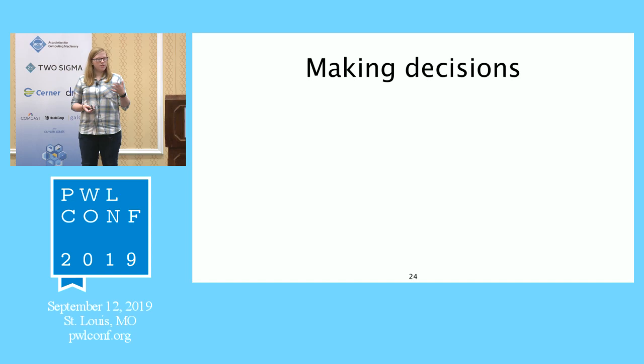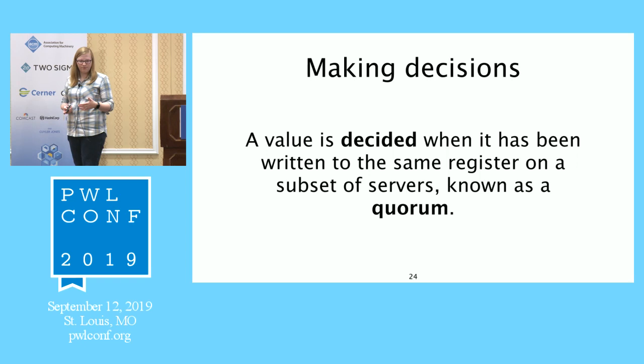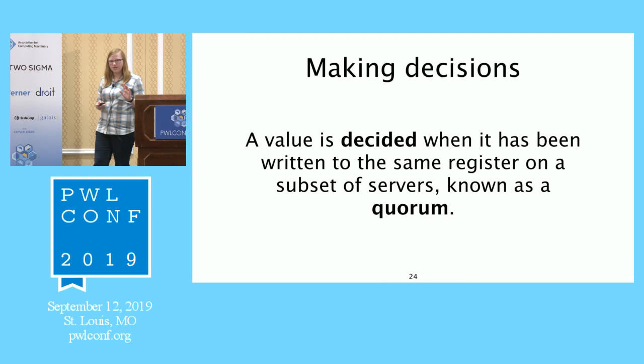So we've got some registers, some clients that may or may not do some writes and some reads of these registers, but when do we actually get some consensus? When does a client learn the decided value? This is where the generality idea comes in. We're going to say that a value is decided when it has been written to the same register on a non-empty subset of servers known as a quorum.